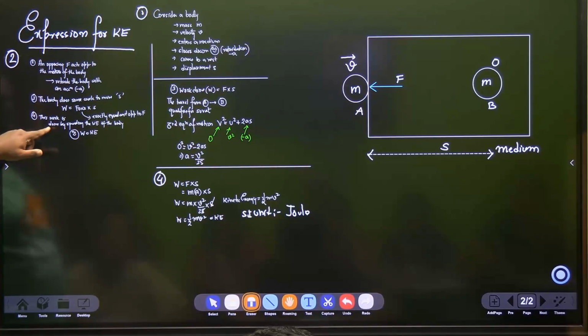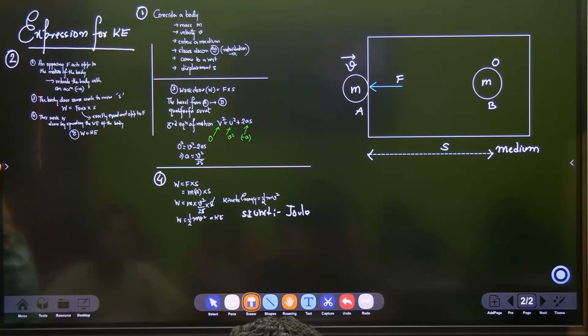The work is done by spending the kinetic energy of the body. By spending the kinetic, or at the expense of kinetic energy. You use better English. Or by draining the kinetic energy of the body.